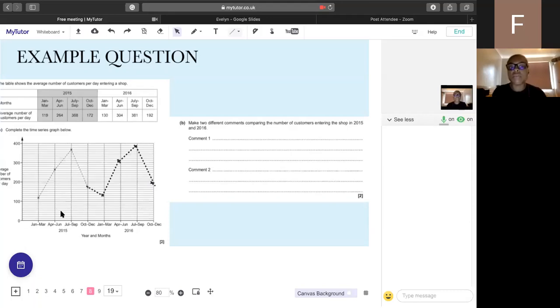You could also just compare overall 2015 and 2016. So say that there are more people shopping in 2016 than there are in 2015. That would also get your mark. Just make sure when they do ask you to make comments on any sort of graph, you make specific comments and not generic comments, otherwise you will lose marks.